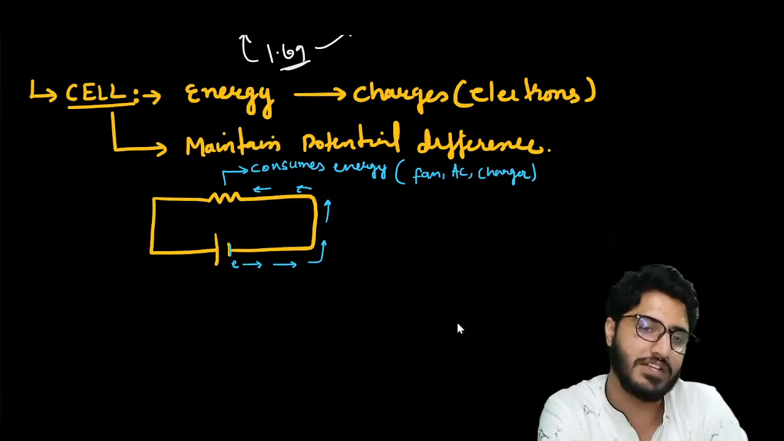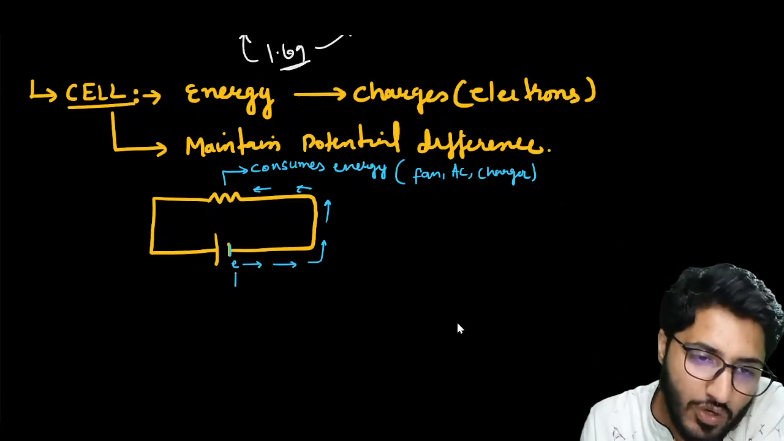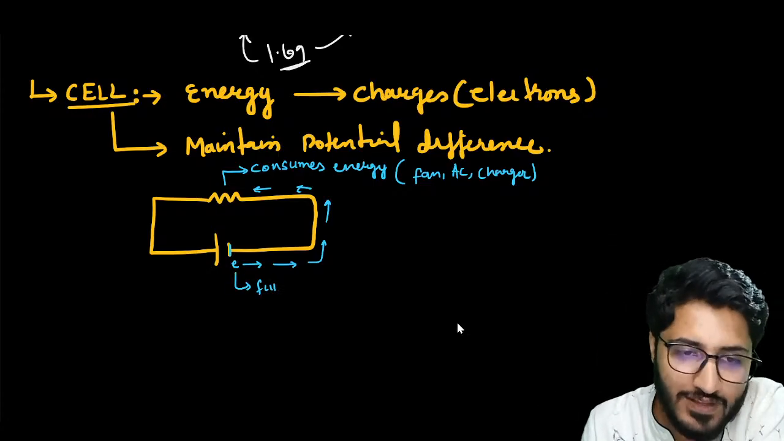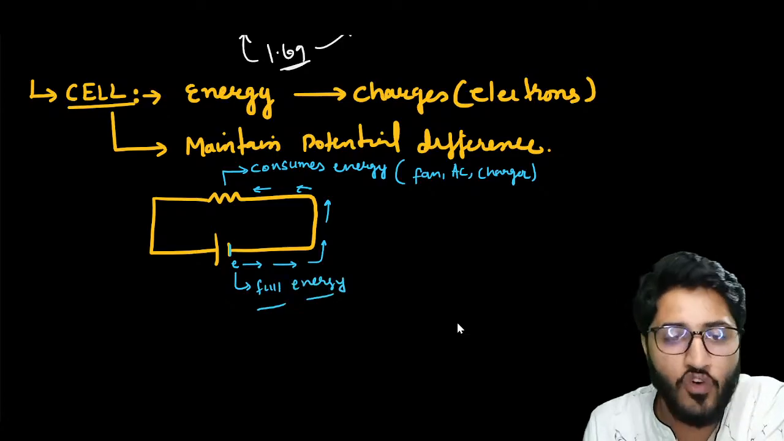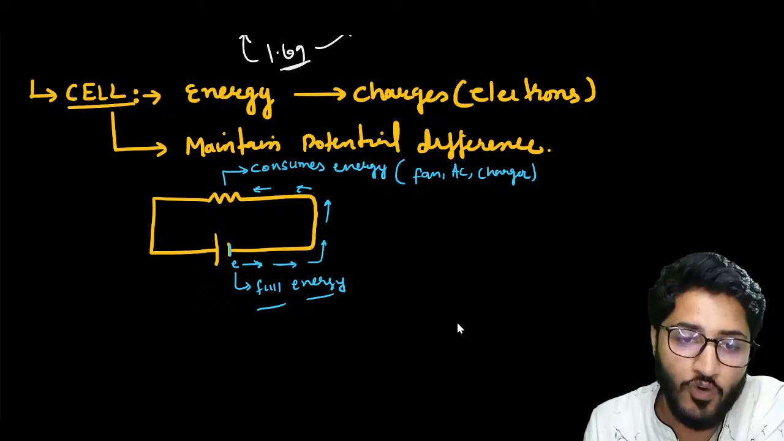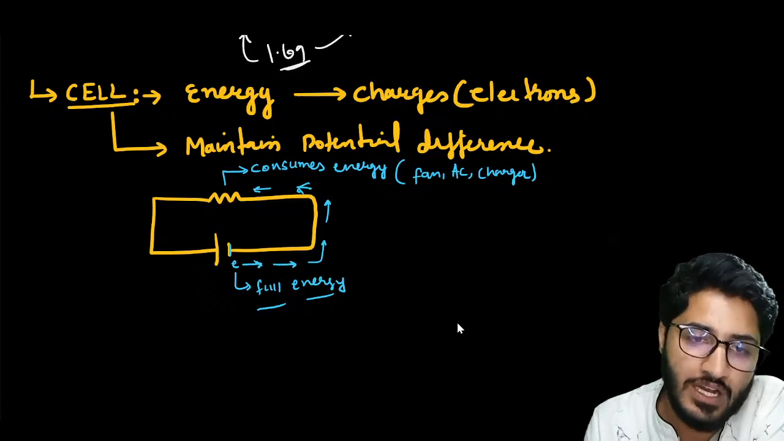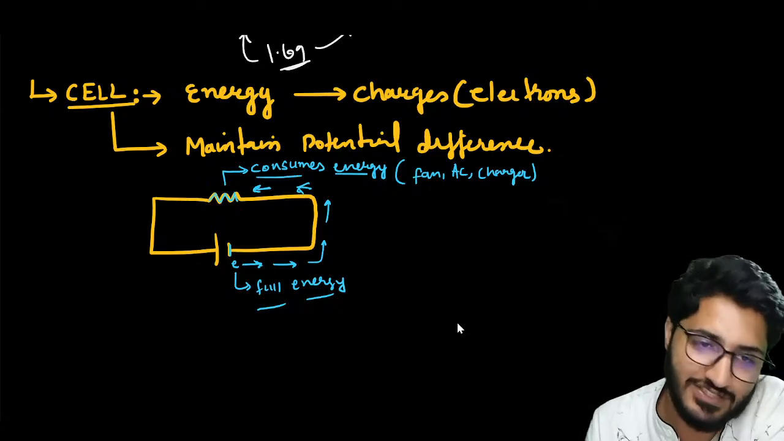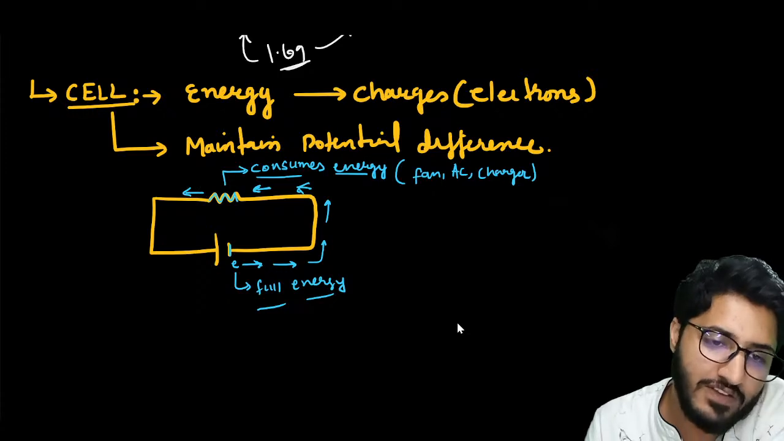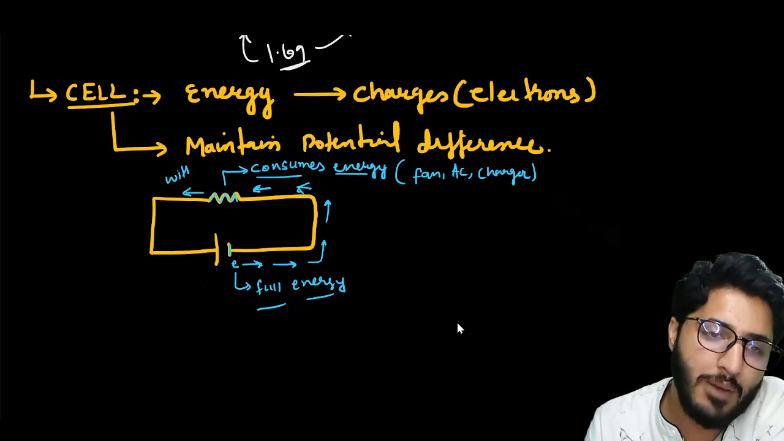So here, my electron is with full energy. So now these electrons are flowing. Now you can see here, these are flowing. Now when these electrons will reach this resistor, the resistor consumes energy. Now electron will leave here without energy.